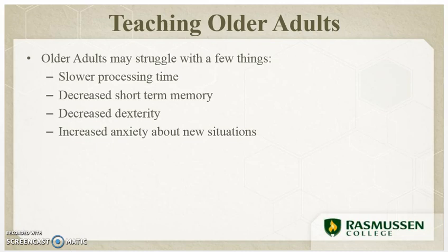They could have decreased dexterity. What that really means is they have maybe a loss of the ability to use their hands effectively. This could be due to some physical change or from arthritis. And finally, they might have increased anxiety about new situations.